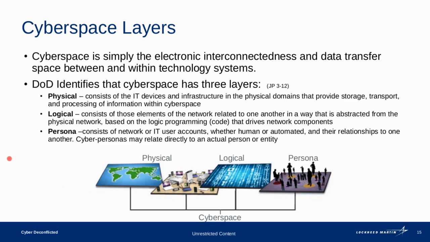So the joint publication 3-12 describes cyberspace. Well, let me back up super quick. The first bullet there is the electronic interconnectedness and data transfer space between and within technology systems. It's big. I mean, it's anything that you start plugging together, everything. And from my perspective, working at Raytheon Missile Systems or even here at Lockheed Missiles and Fire Control, we develop edge systems for the DoD. We have missiles that plug into test equipment that plugs into networks, but that interconnectedness and transfer space gives a cyber vulnerability to those weapons and or from those weapons into the DoDIN.